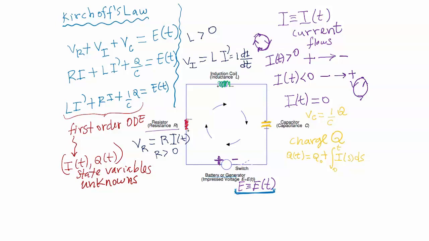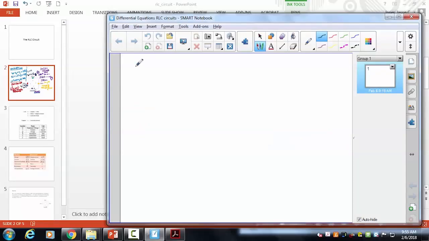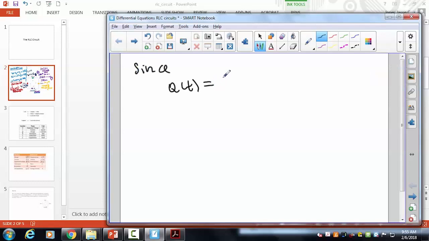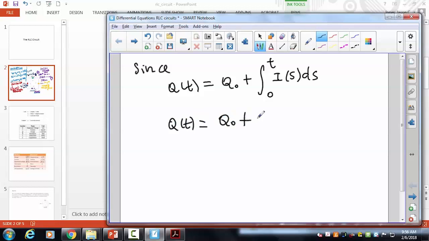Let me switch gears here for a moment. Let's remember that the definition of charge is Q sub 0 plus the integral from 0 to t of I of s ds. We can differentiate both sides of this expression. Let me write this again. Q of t equals Q0 plus the integral from 0 to t of I of s ds, and we take the derivative with respect to t in both sides of this equation.